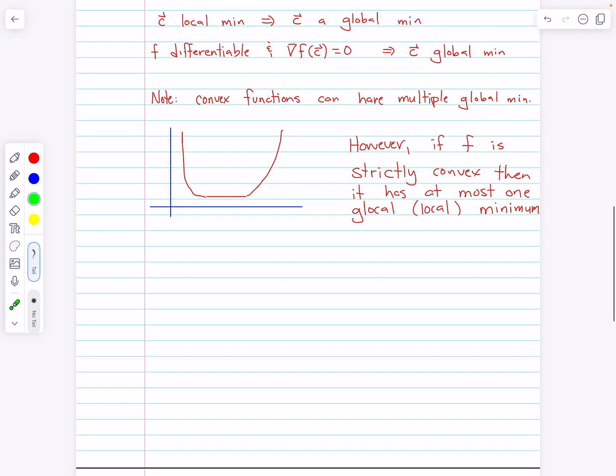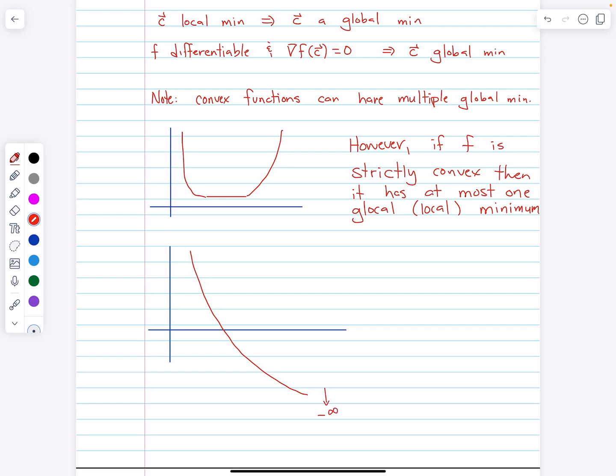Well, I shouldn't say there's exactly one, because can you think of a strictly convex function that doesn't have a global minima? What if we did something like this, where you go off to negative infinity? This would be strictly convex, right? However, if I keep sailing off to negative infinity, well, you deserve a concrete example here. I don't have one on the top of my head, but something like this would work. As long as you're always going down, you can go off to negative infinity as you travel to the right, and you'd never have a global min.